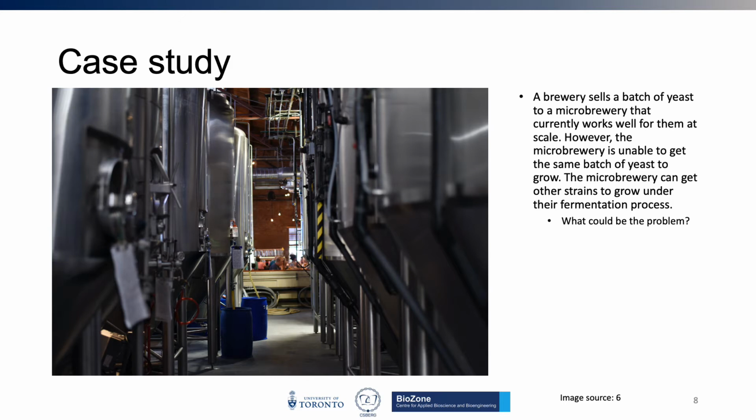However, this batch of yeast obviously is not the same exact cells that the larger brewery uses. It's just from the same batch. However, the microbrewery is unable to get the same batch of yeast to grow. However, the microbrewery can get other strains to grow under their fermentation process. So it's just particularly with this batch of yeast. What could be the problem?